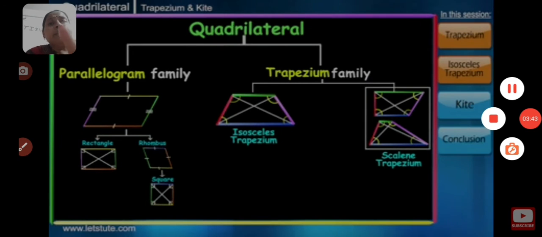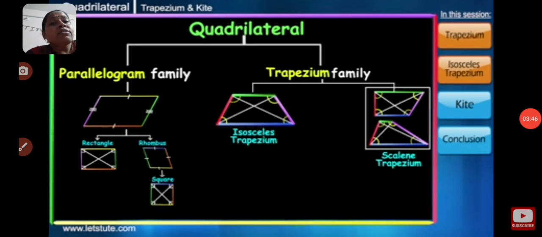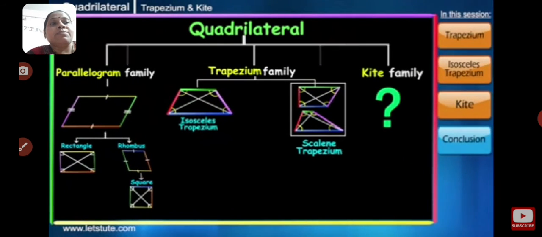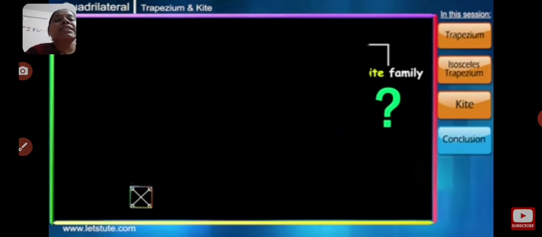In the quadrilateral parallelogram family, there are types: parallelogram, rectangle, rhombus and square. And in the trapezium family, isosceles trapezium and scalene trapezium. Okay, now the third one is the kite family.